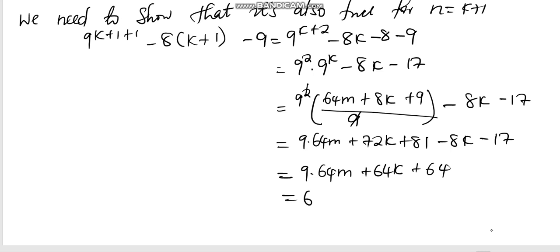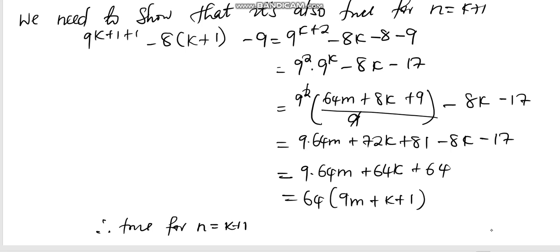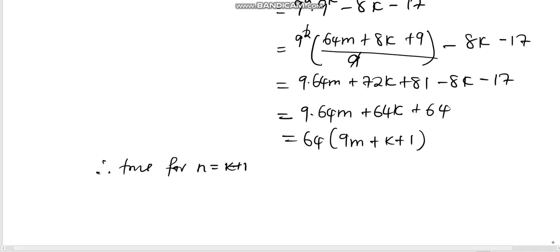So we factor out the 64, and we remain with 9m plus 1 plus k plus 1. Now k can be any number and m can be any number, so whatever number we have inside the brackets, if we multiply it by 64, we simply get a number that is divisible by 64. If this is the case, we can say therefore this is true for n equal to k plus 1. Now if it is true for n equals k plus 1, we conclude that this holds under mathematical induction.